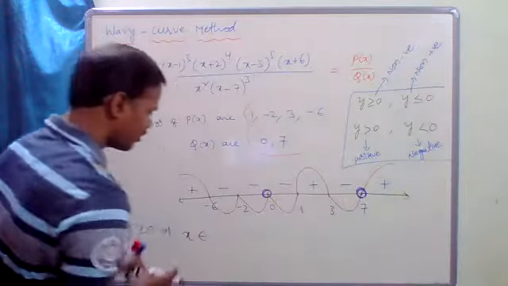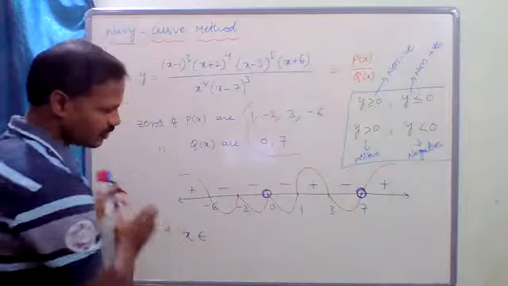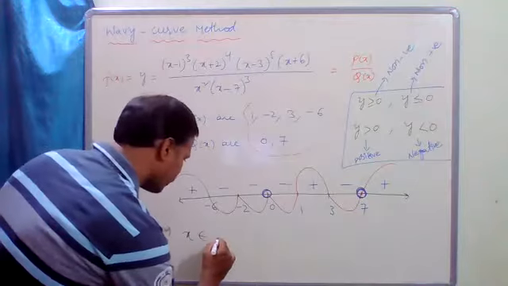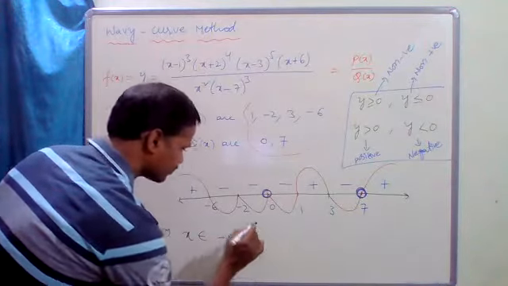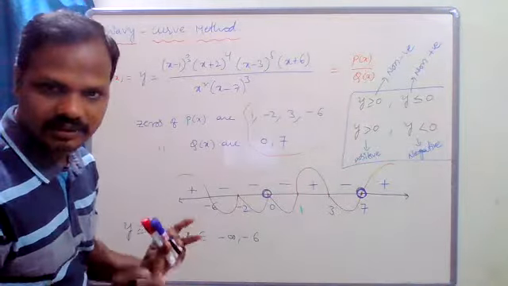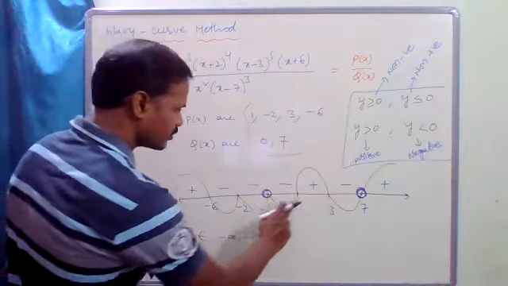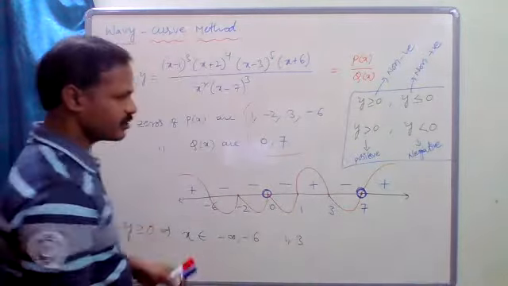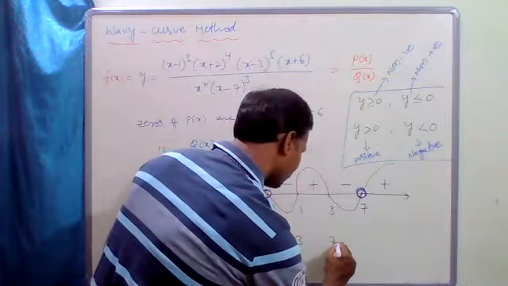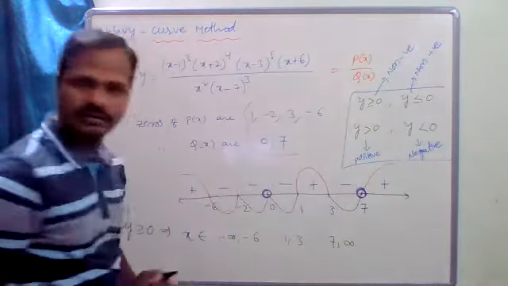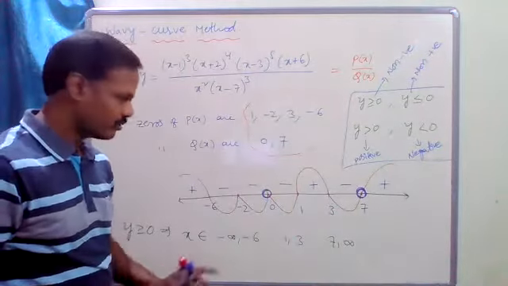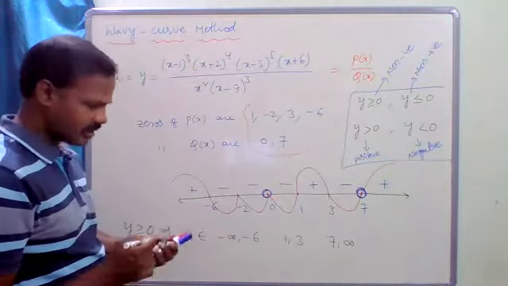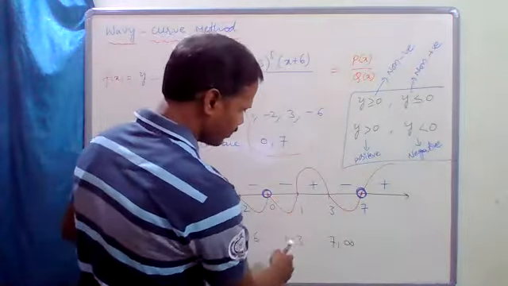Generally, while writing the interval, we move from left to right. So the left side of -6, that is minus infinity to minus 6. I will write the interval later. Next, where again positive? Between 1 and 3. Next, after 7 it is positive, 7 to infinity. So the positive cases are: left side of -6, that is minus infinity to minus 6, then 1 to 3, and 7 to infinity.